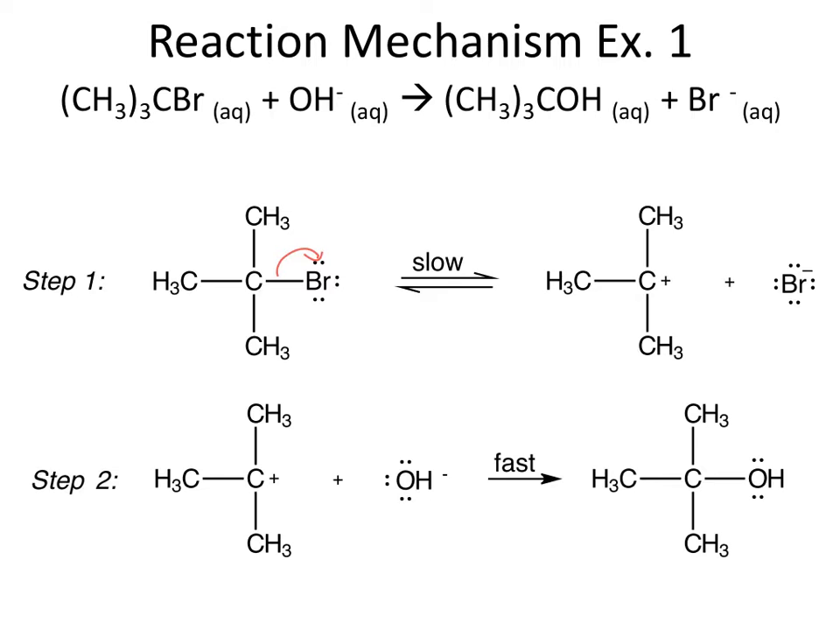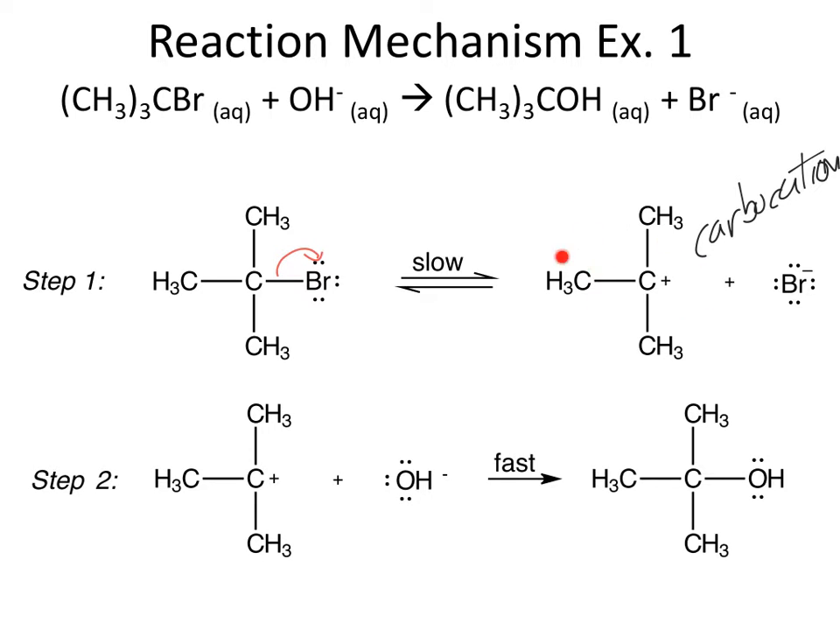The name of something that has a carbon with a positive charge is called a carbocation. So this carbon has a positive charge. Now, this step, again, is very, very slow.